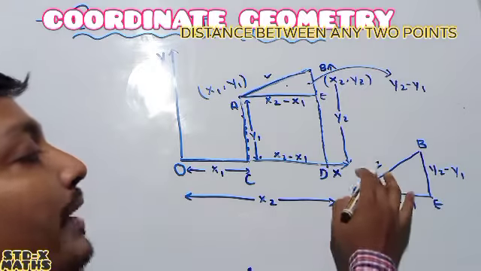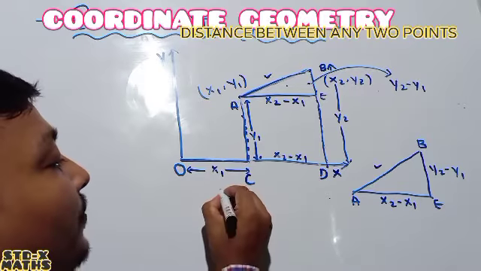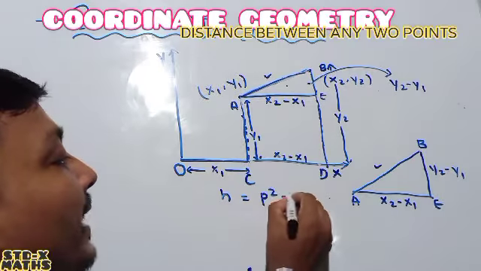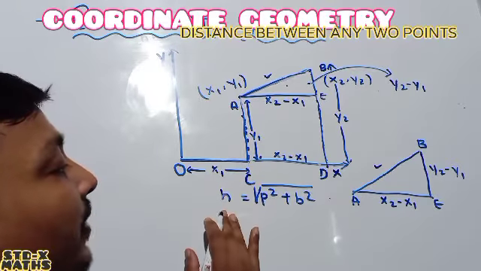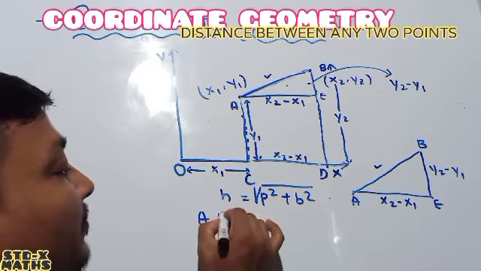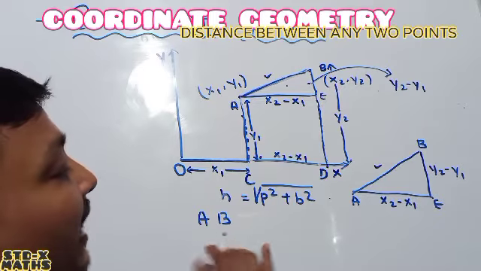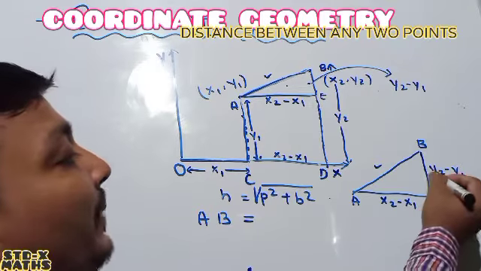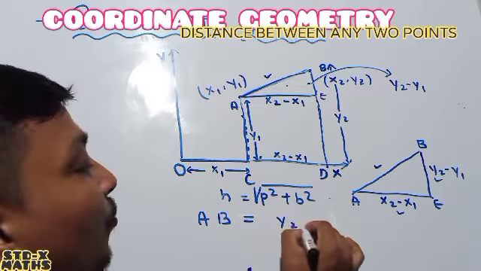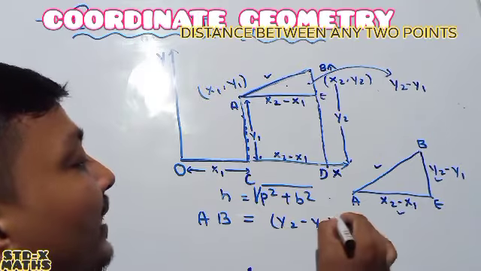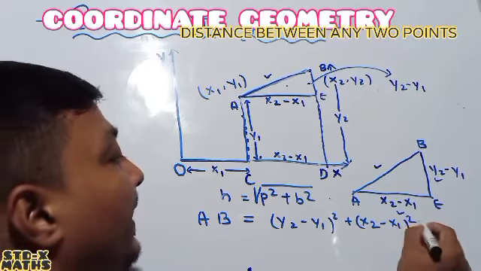Everyone knows the formula h equals root over p square plus b square. So in place of h I can write AB. Once I write AB, which one is our P? This one is our P. So here I write AB equals root over y2 minus y1 square plus x2 minus x1 square.